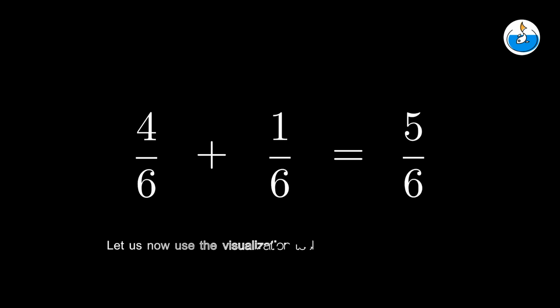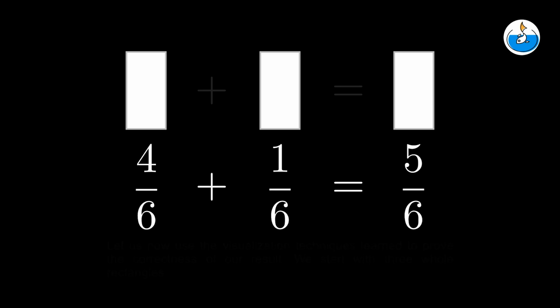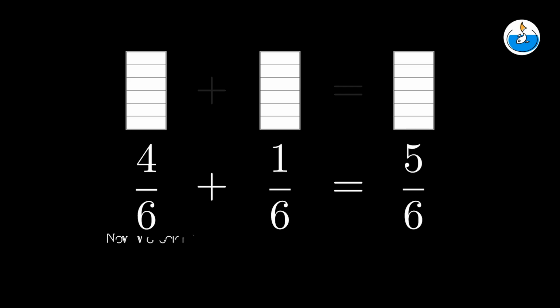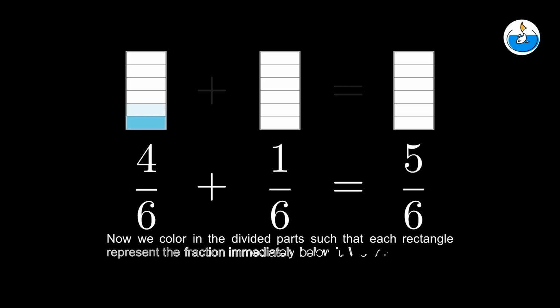Let us now use the visualization techniques learned to prove the correctness of our result. We start with 3 whole rectangles. Now we divide each rectangle into 6 equal parts. We choose 6 equal parts because our common denominator is 6. Now we color in the divided parts such that each rectangle represents the fraction immediately below it.